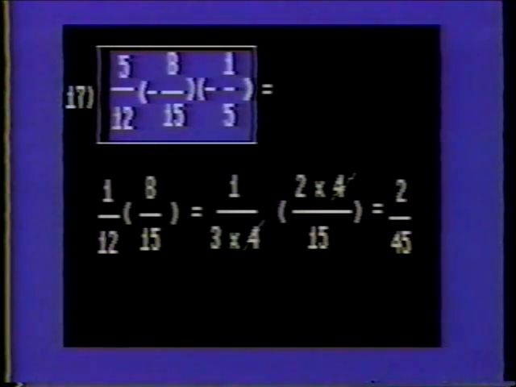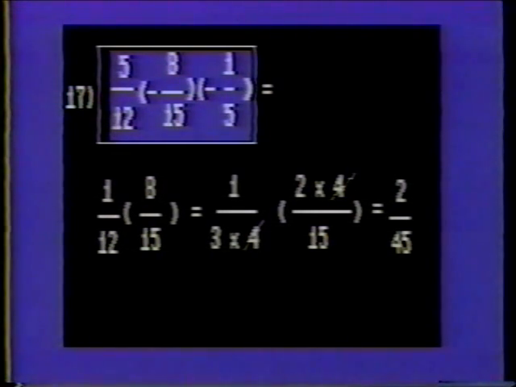Number 17. 5/12 times negative 8/15 times negative 1/5. Anytime an even number of negative signs are multiplied, the product is positive. Since this problem contains 2 negative signs and 2 is an even number, the product will be positive.